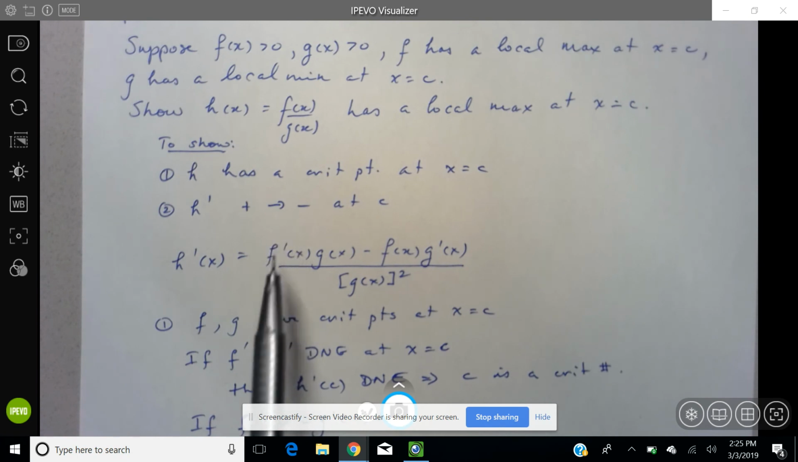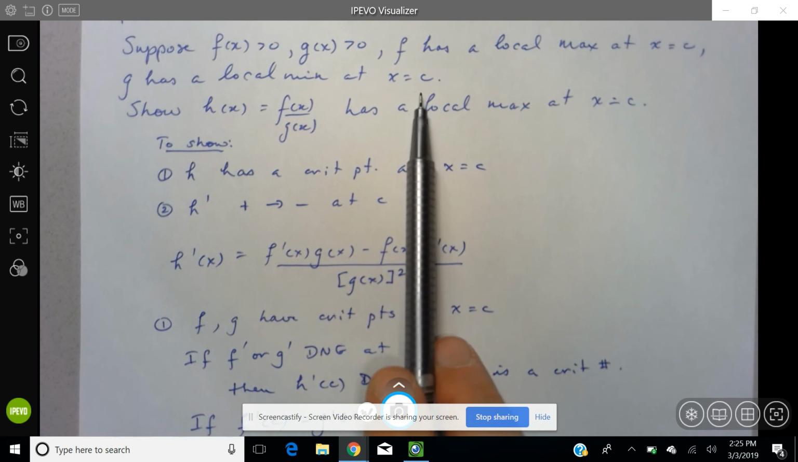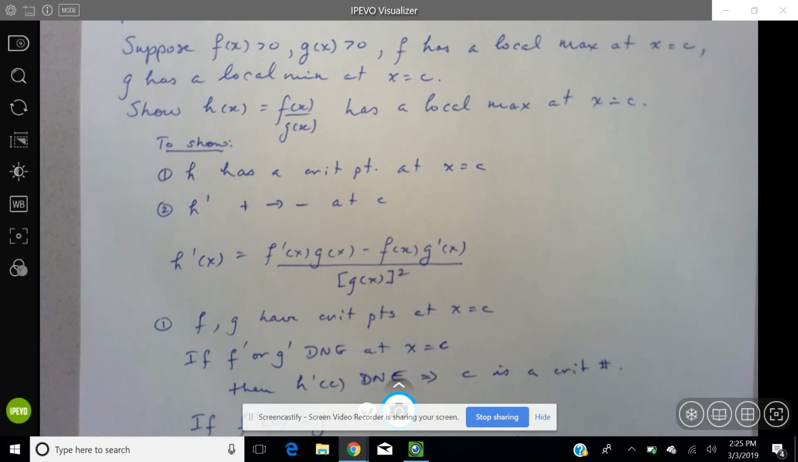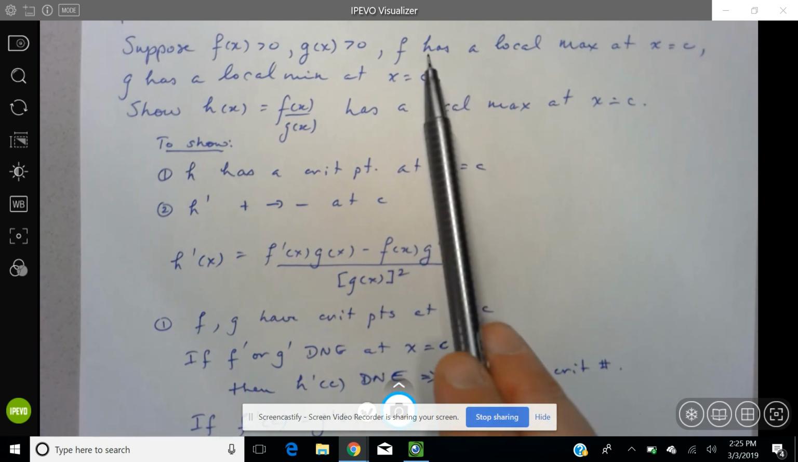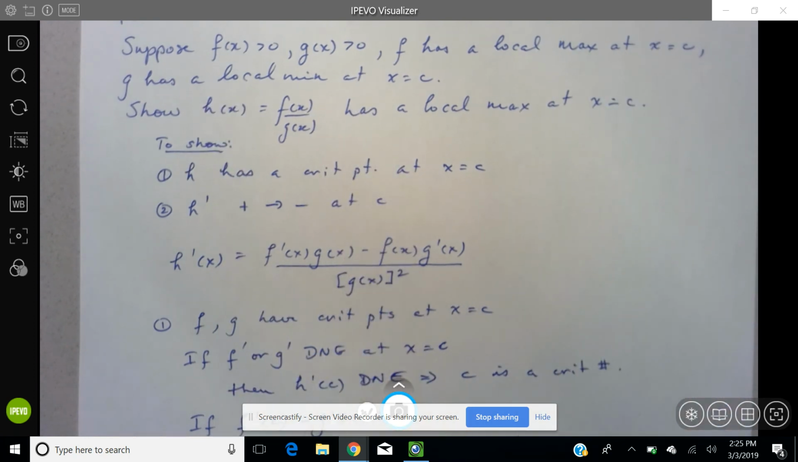Then I take the function that I'm working with and I use the info given in the question to show what I need to show. In this case here, using the fact that we knew that F had to have a local max there and G had to have a local min there. Okay, that's it for this one.